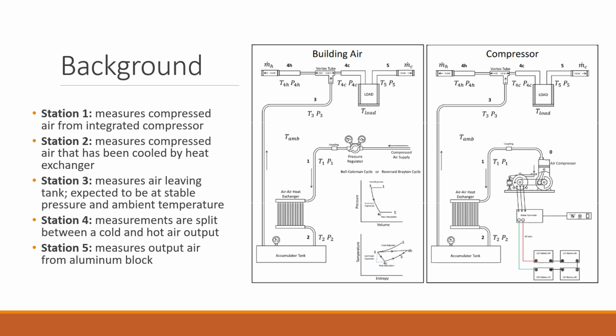Station 1 is measuring the compressed air from the integrated compressor. After that, the air moves through a heat exchanger, and again, the temperature and pressure are recorded from the sensors. After the air leaves an accumulator tank, again, the temperature and pressure are recorded. And the air is then split between a hot and cold air output. The vortex tube is used to cool that air, and then the temperature and pressure are again measured at the hot end and at the cold end.